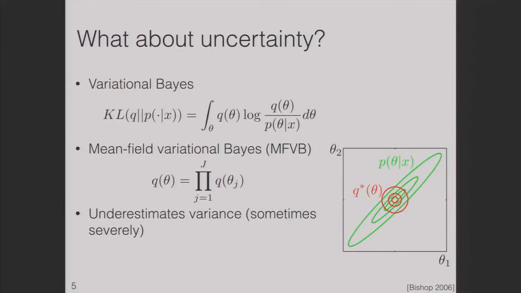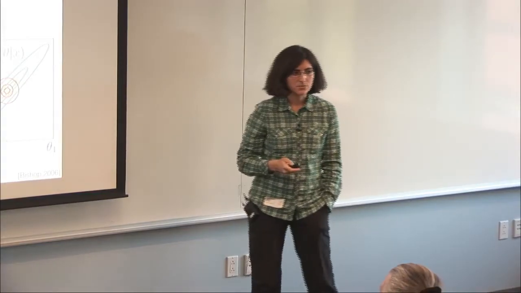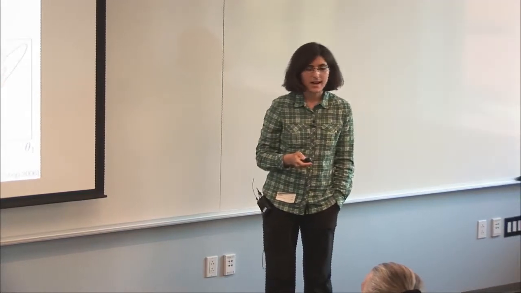Not only are we underestimating the variance in this case, and in fact, we can do this arbitrarily badly by making this a thinner and thinner bivariate normal, but we're getting no covariance estimates. So if we care about how these variables interact, we're not getting any information about that. Okay, so next I'm going to talk about how we can deal with this.